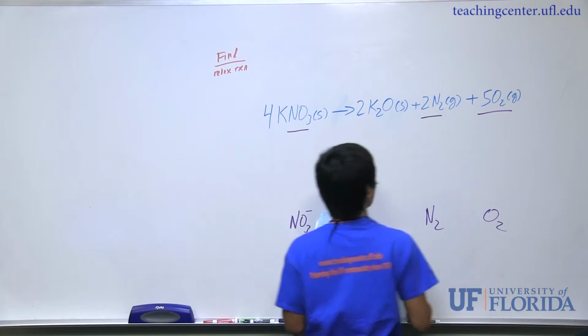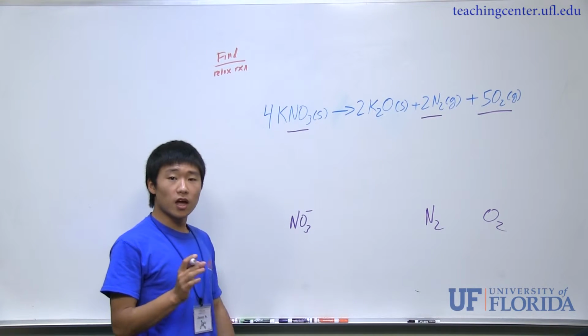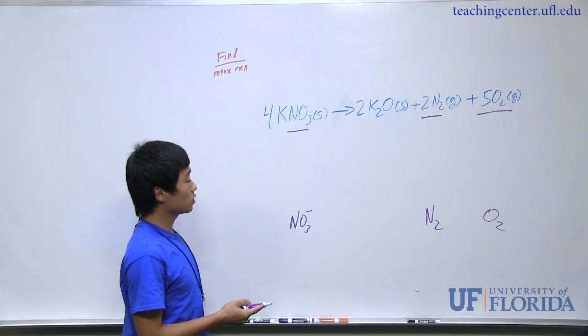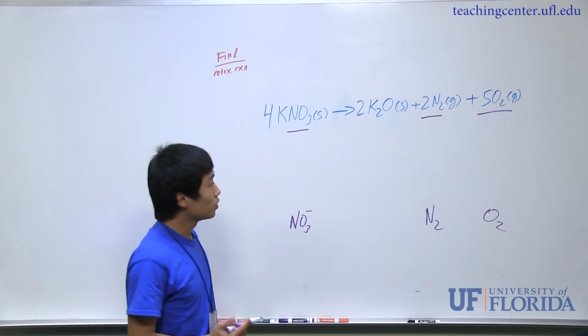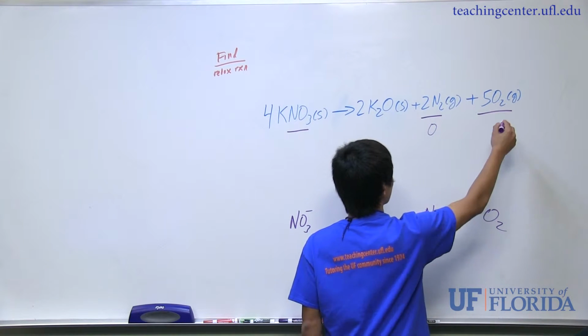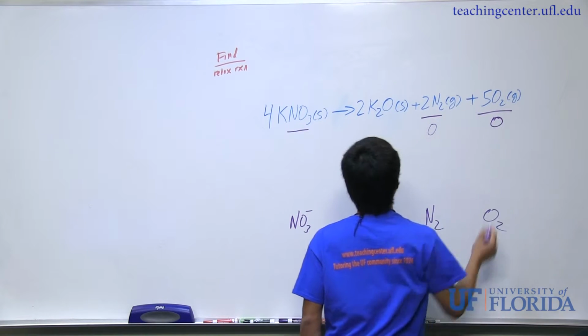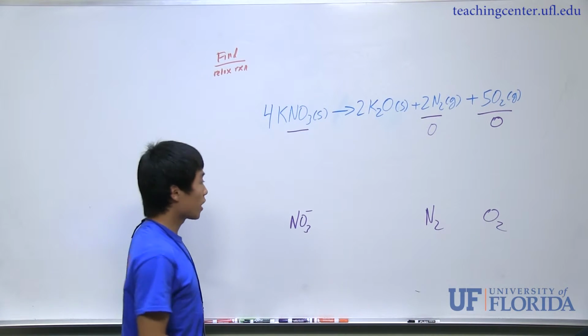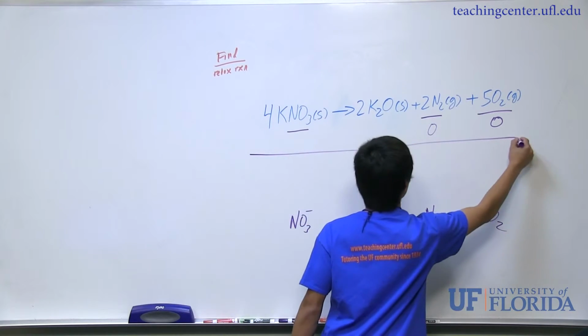And if you remember, any element that's in its natural form, such as a gas, has a charge of 0. So, for instance, N2 we know is 0. We also know that O2 is 0. And then I like to do what I told you guys: I like to set up 2 rows.